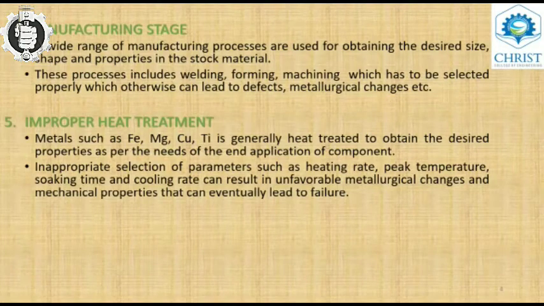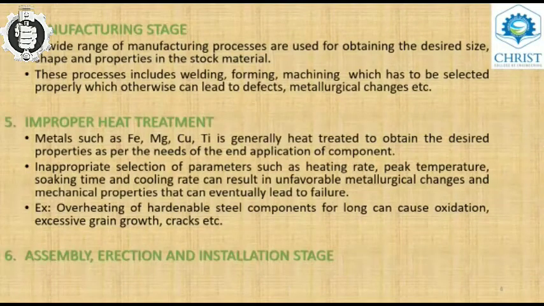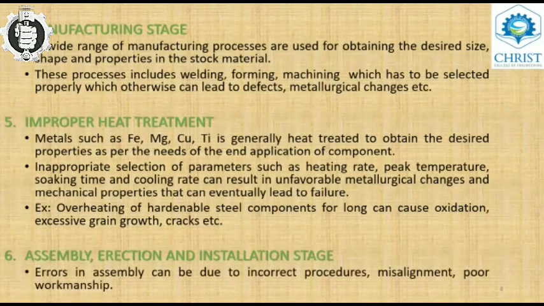All the structural properties basically depend on the metallurgical properties. So if the metallurgical properties or characters change, it may result in total failure of the component. For example, overheating of hardened steel components for long can cause oxidation, excessive grain growth, cracks, etc. So this may result in failure. Next is the assembly, erection and installation stage failures. Errors in the assembly can be due to incorrect procedures, misalignment, poor workmanship, etc., and may reduce the total life cycle of the component.